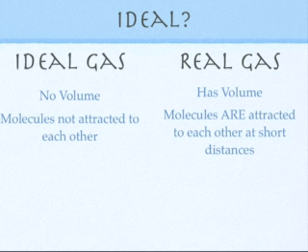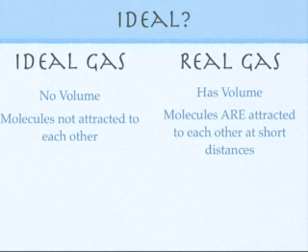And we assume that they are completely not attracted to each other at all. But again, with a real gas, the molecules actually are attracted to each other. But we have to keep in mind that in a gas, the molecules generally are pretty far apart, so the interactions are so slight that we just assume that they don't have any of those attractions. So it works out well if you just assume those two things, because the math is easier.